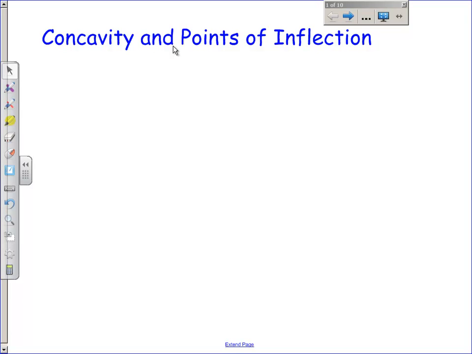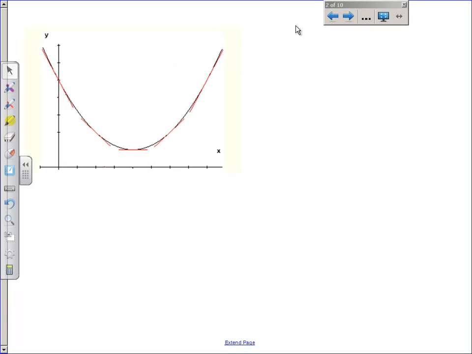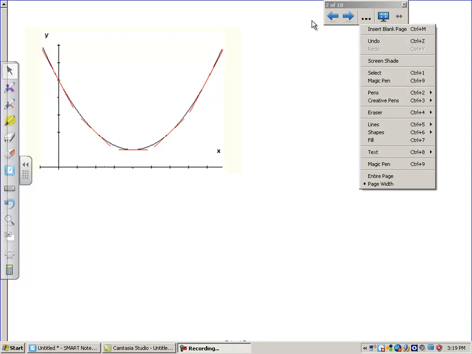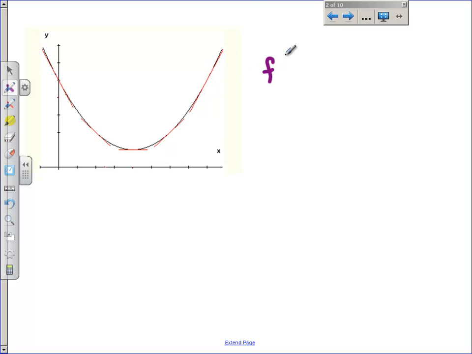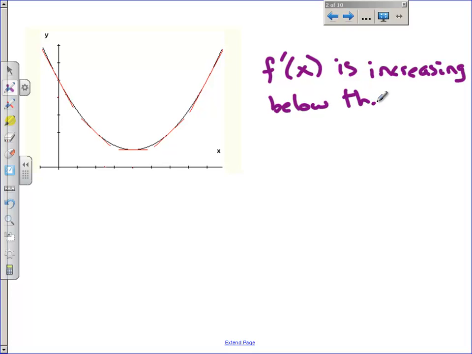Today we're going to talk about concave inflection. So let's go ahead and look at a concave up picture. A graph is concave up if the little baby tangent lines, or f prime of x, is increasing. Also, you might notice that these little baby red tangent lines are below the curve. So let me tell you what I mean by f prime is increasing.